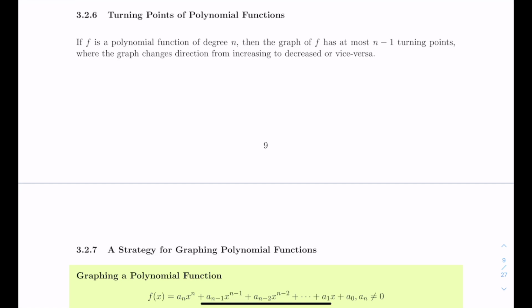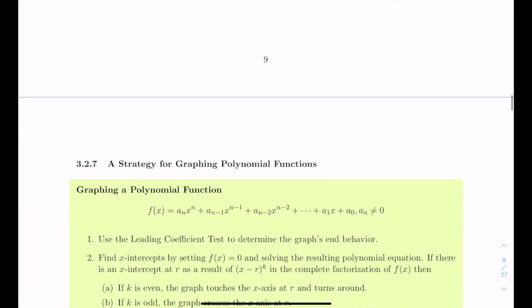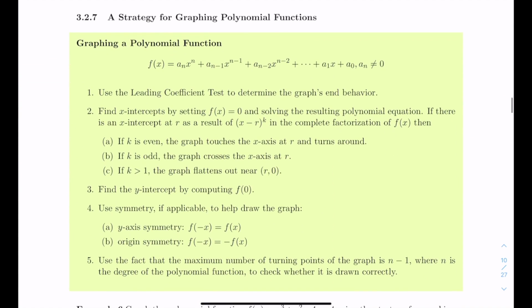And so to graph a polynomial function, first you want to use the leading coefficient test to determine what the end behavior is. Then you're going to find your x-intercepts, which is your roots or your solutions, by setting it equal to 0, and then solving that equation. If there is an x-intercept, we want to see if it's going to touch and turn around or if it's going to cross.